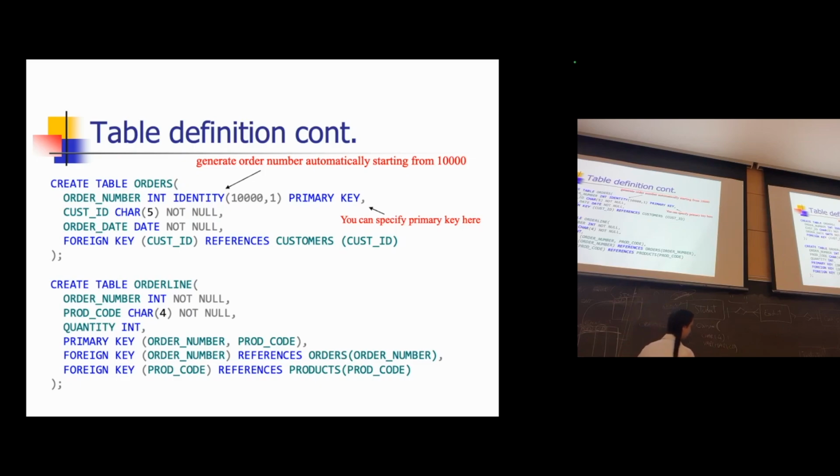And let's say we define the primary key here: primary key course ID. And we have a foreign key. What is the foreign key in the course table? Instructor ID, because it's connected to the instructor table. So it is instructor ID references instructor table.